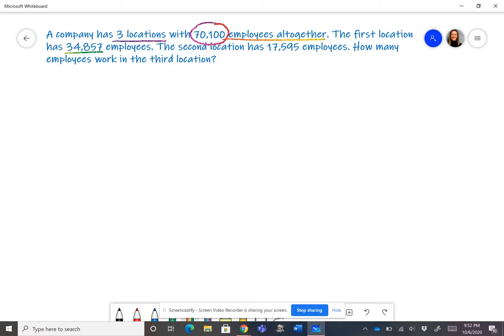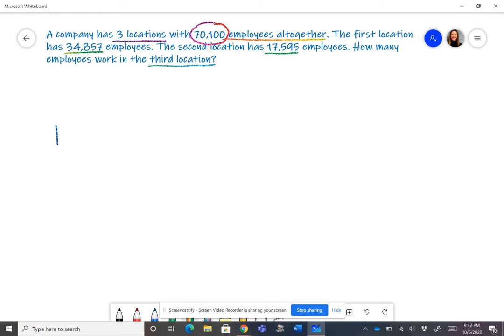Second location has how many employees? Nice work, 17,595. Do we know how many work at the third location? Nope, not yet. And if you are thinking that's our variable, you're absolutely correct.